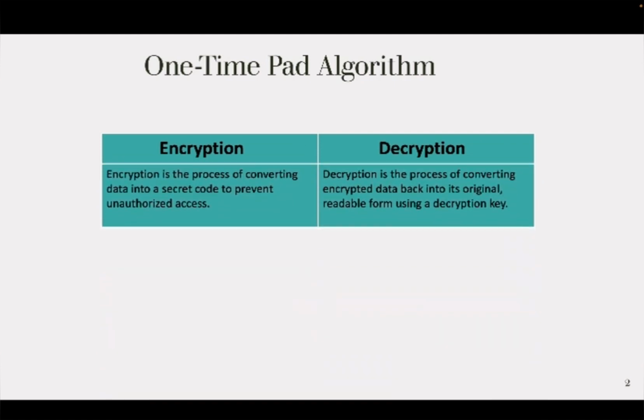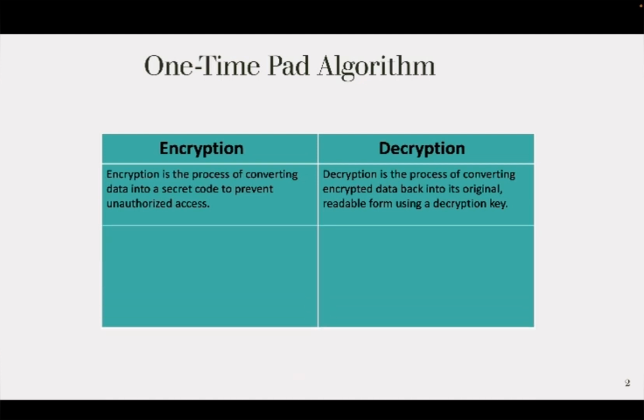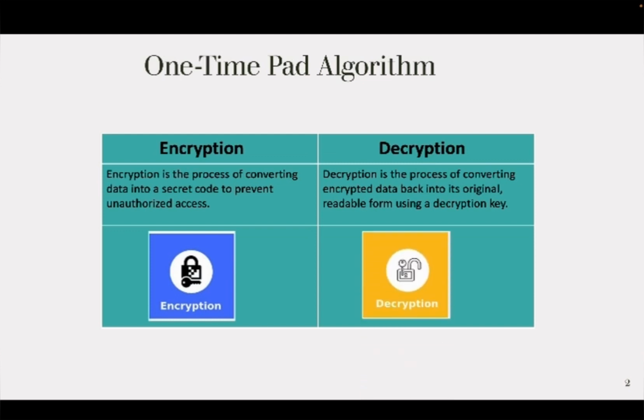In the one-time pad algorithm, encryption is the process of converting data into a secret code to prevent unauthorized access. Decryption is the process of converting encrypted data back into its original readable form using a decryption key. Here is an example of encryption. It means lock our data. Here is an example of decryption.